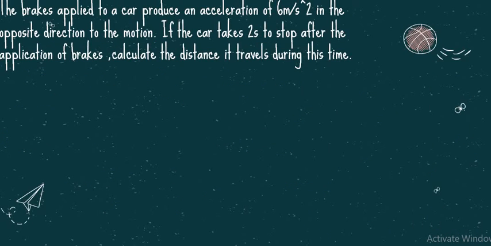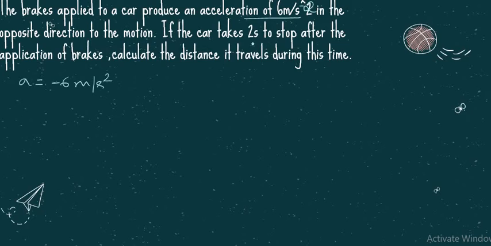In the next problem, if you see, brakes are applied to a car. The brakes produce an acceleration of 6 meter per second square. That means they have given the acceleration in the opposite direction to the motion. If the acceleration is opposite, I need to take the acceleration with a negative sign, because the acceleration they have given is opposite to the direction of motion.